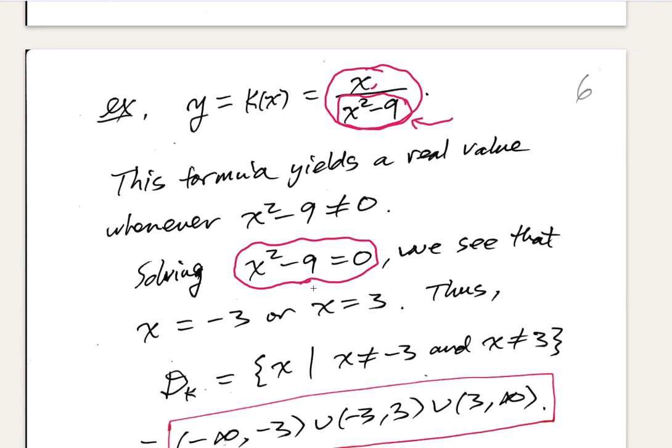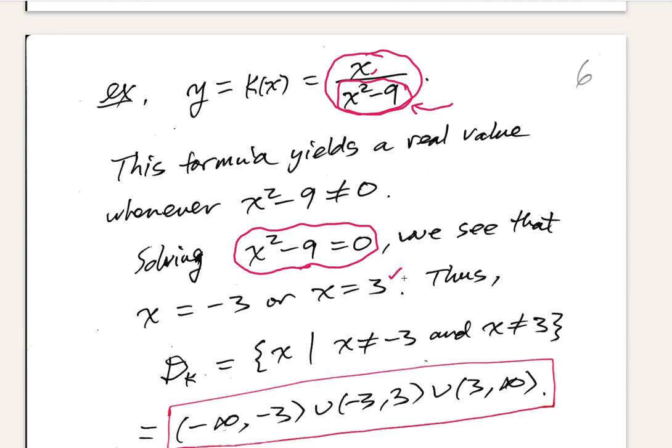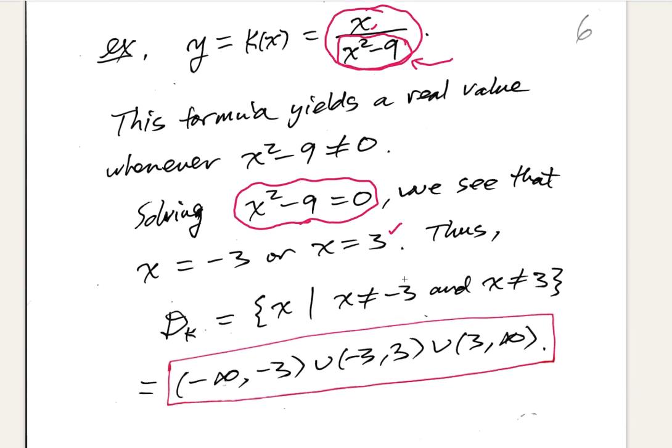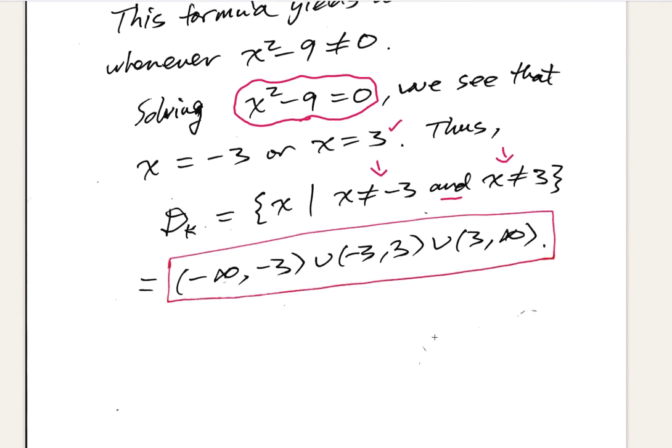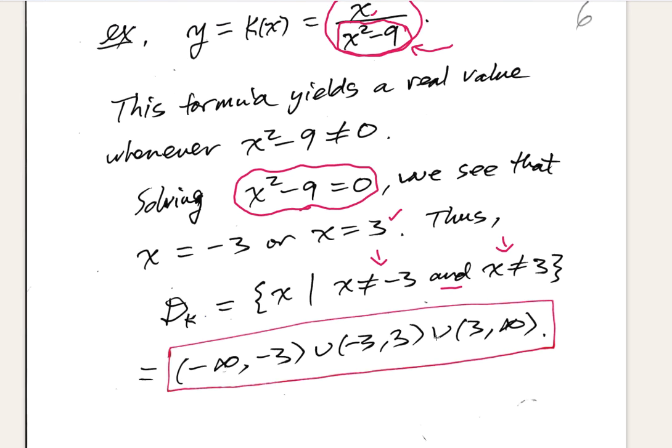Now, solving x squared minus 9 equals 0, you can just eyeball that. You see that x equals 3 or negative 3. Such that the domain then is what? The set of all x such that x is not equal to negative 3 and not equal to 3. So the x has to satisfy both of these conditions. It's an and statement. But anyways, you can see this is just the real number line with negative 3 and 3 booted out of it. So that is in fact the domain of this rational function.